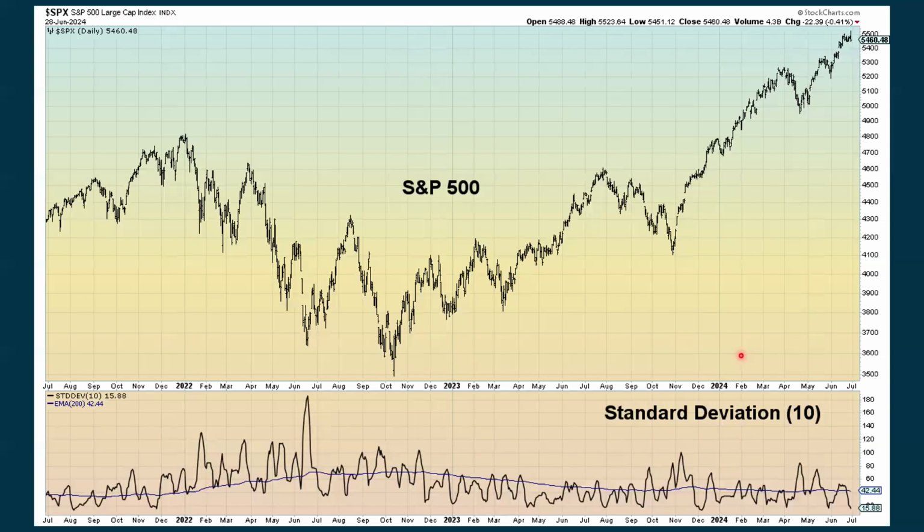Standard deviation, I was showing this chart for a while when we were coming up above the moving average. This doesn't measure direction. This just measures speed. And as we've been chopping sideways, the speed of the stock has just fallen off a cliff, and we're showing really low movement right now.